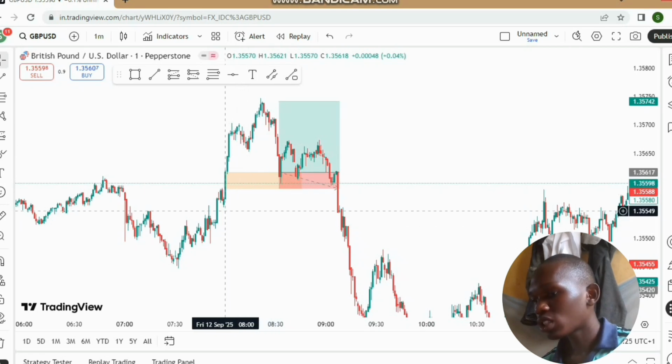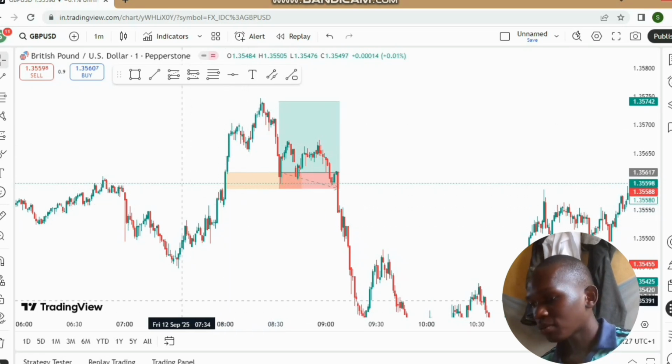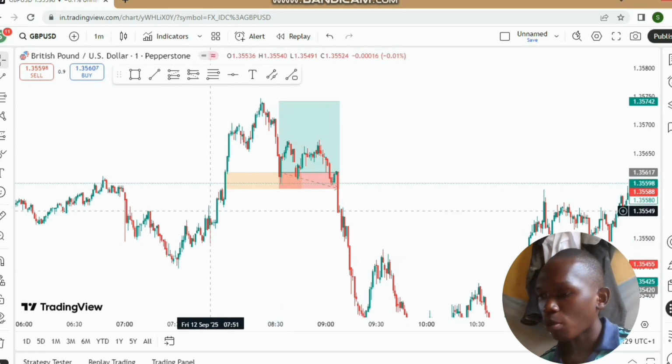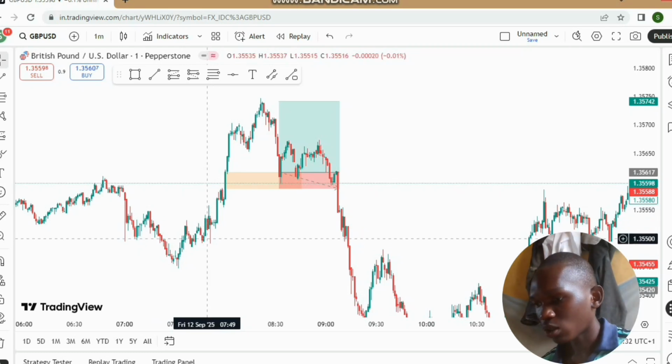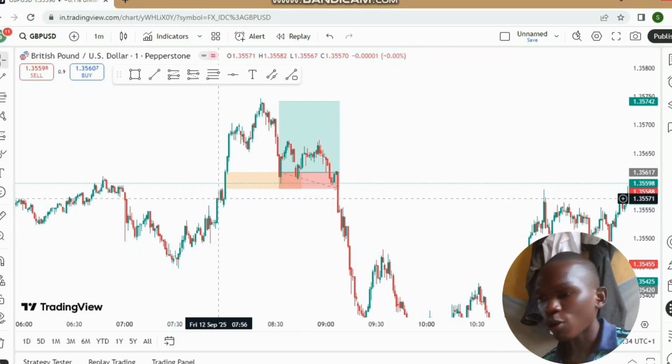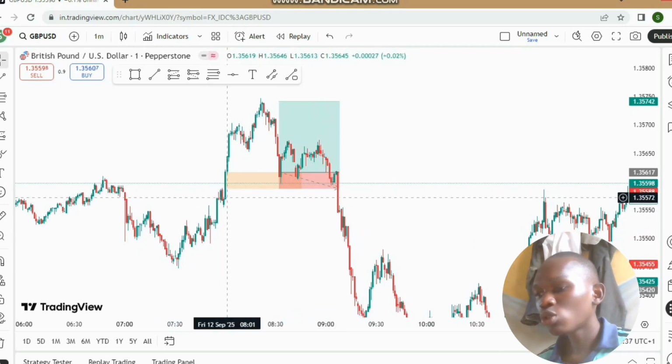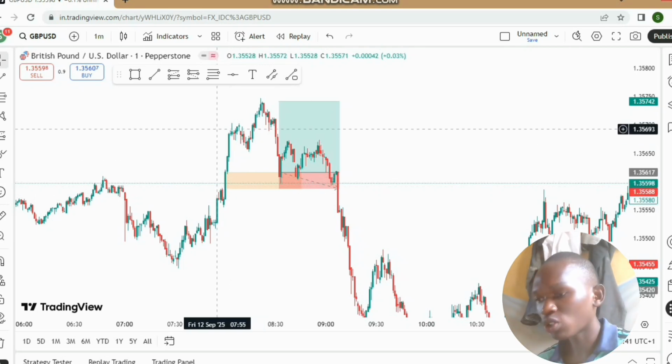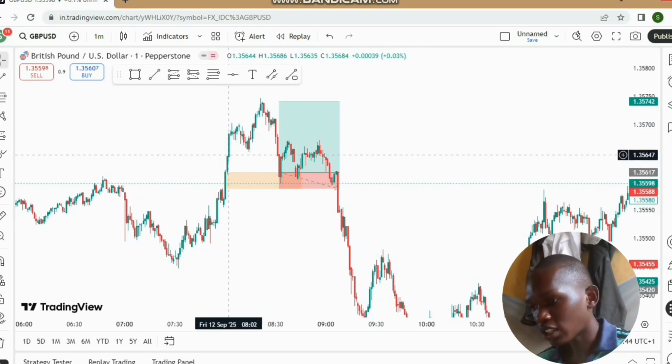As I came, I saw this long up move. Then I was doubting whether price would come to this order block here. I wanted to use this as my order block for entry, but due to some experience and some backtesting, I saw that sometimes price doesn't come to this order block because we have fair value gaps. So if you can see, we have one. Let me enlarge it a little bit.